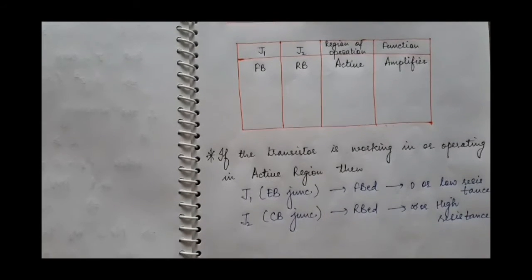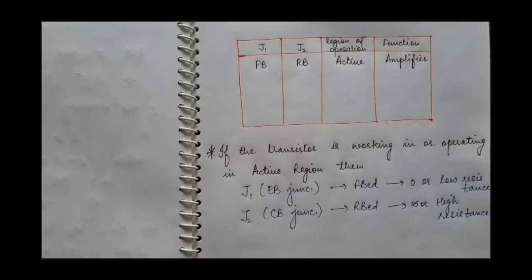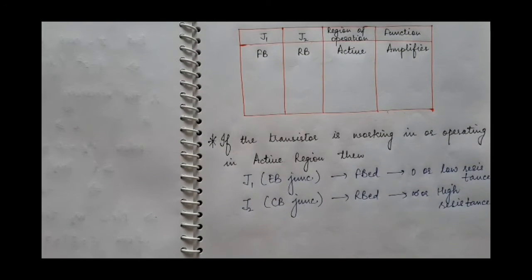The same current will flow throughout the whole circuit. It means the same current I will flow through J1 and the same I will flow through J2. That means the same current flows through a low resistance and through a high resistance. So how can we say that at that time the transistor will work as an amplifier?